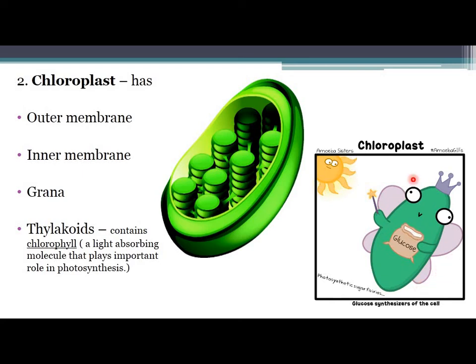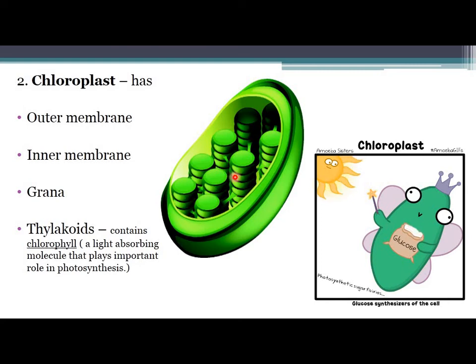No? Yan, nakikita nyo na ito mismo. Yan, outer membrane and then inner membrane. And then dito sa loob, meron tayong tinatawag na mga grana. And each grana, yan no, meron tayong tinatawag na thylakoids. Now, it contains chlorophyll, no?